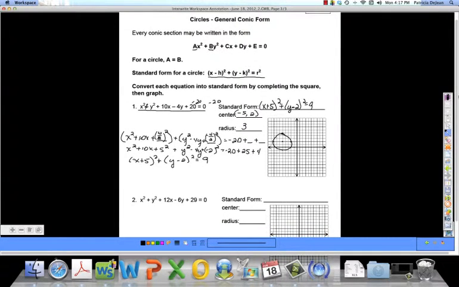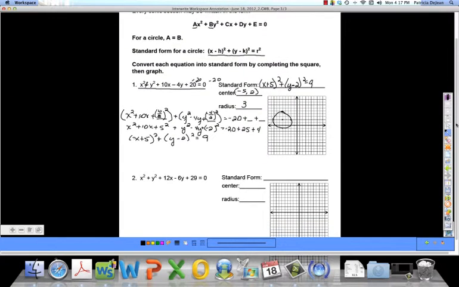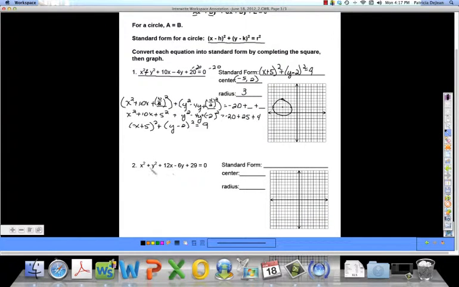Okay. Now let's go do another example. We have several examples to go through. So let's do another one. Here again, first step, group your x's and y's together. I need to go down here where I have room.